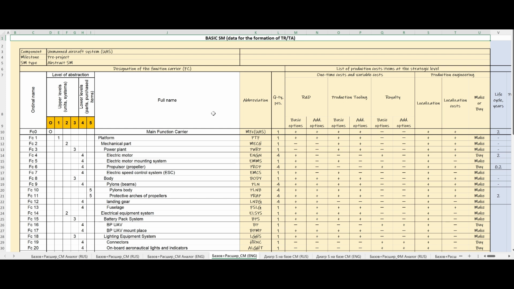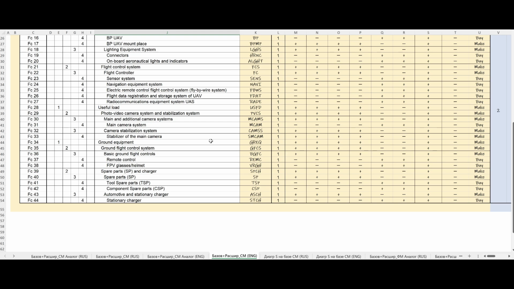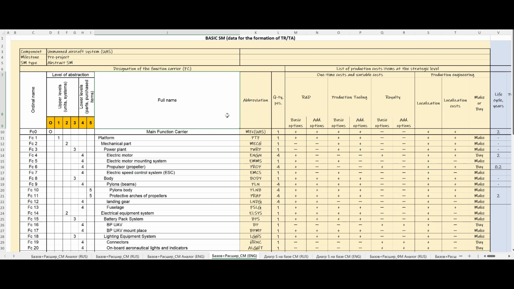Consider the process of filling the base structural model, highlighted in beige on the screen. We take the information for filling the columns abstraction levels, full name and the column designation of the functions carrier from the table of analysis, and for other columns: ordinal name, abbreviation and number of pieces, the columns are filled in as part of the formation of the structural model for the first time.